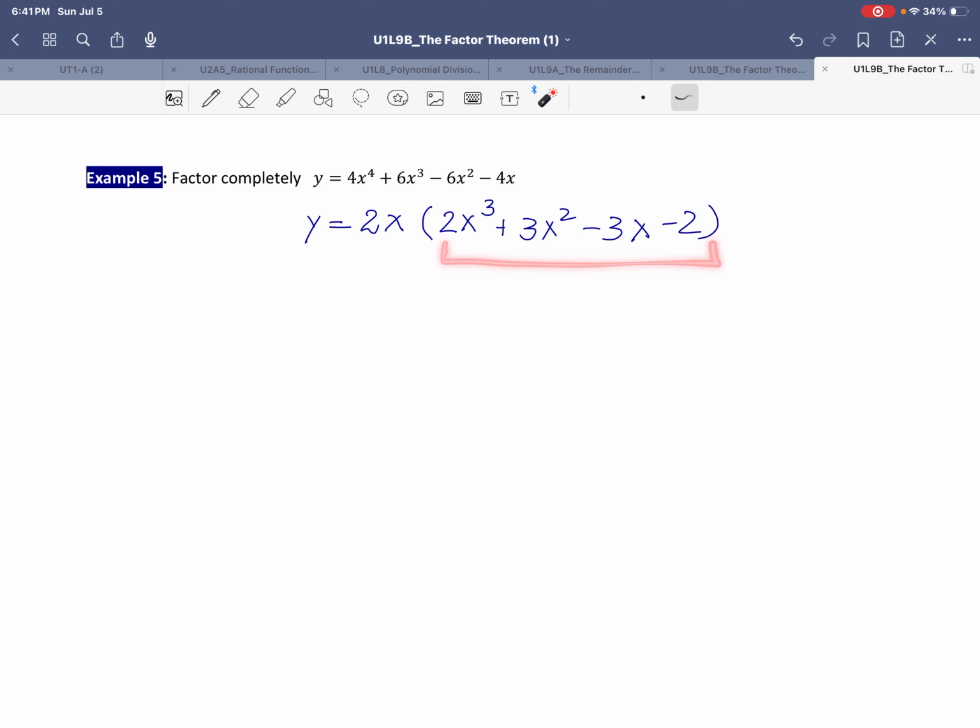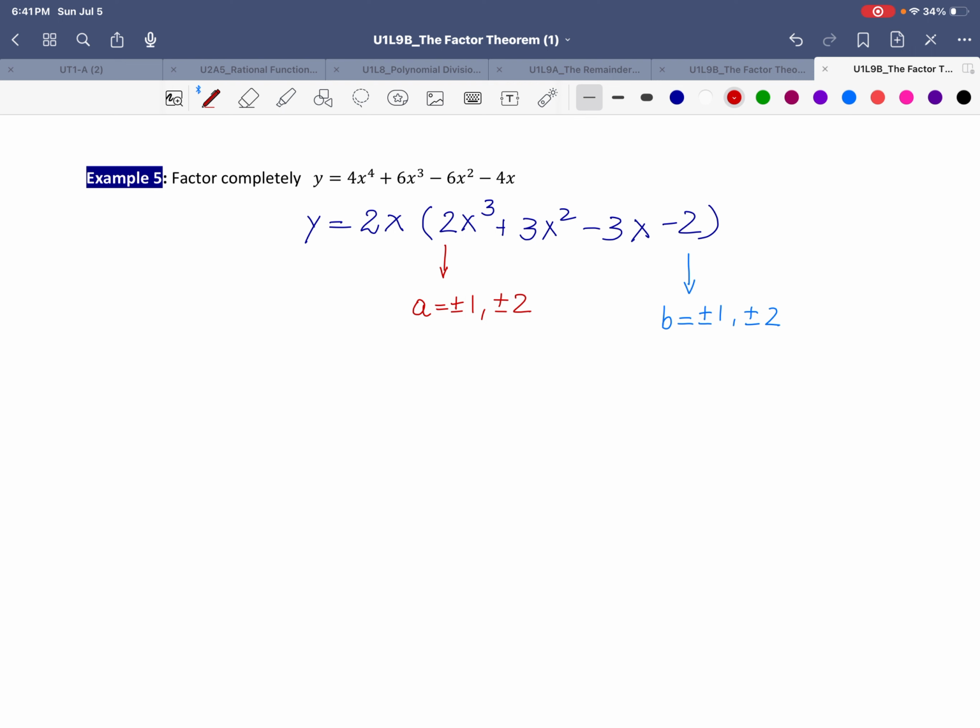We have a third degree polynomial, and the leading coefficient, as you can see in here, is different than 1. We're going to look into the constant term for the possible values of b. So plus minus 1 and plus minus 2 are possible factors of b. And we're going to look into the leading coefficient of this polynomial to find the possible values of a, plus minus 1 and plus minus 2. This will help us find the possible values of b over a.